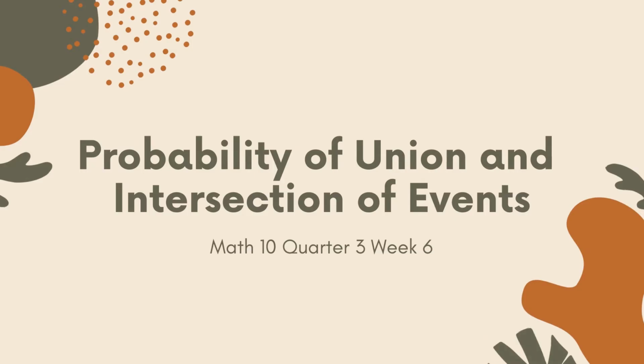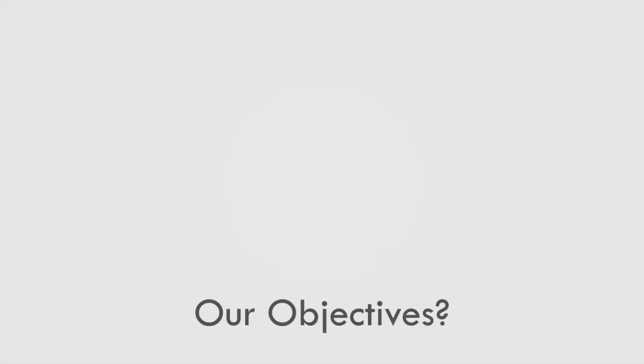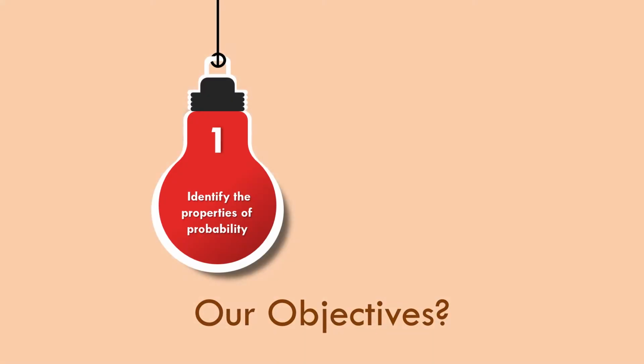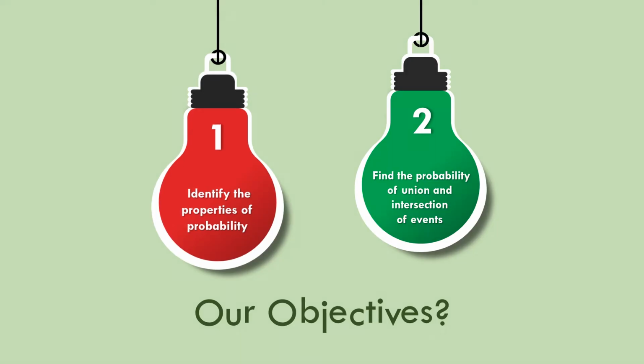Our lesson is about probability of union and intersection of events. What could be our first objectives? First, we will identify the properties of probability. Second, we will find the probability of union and intersection of events.